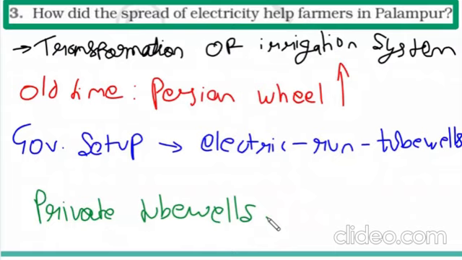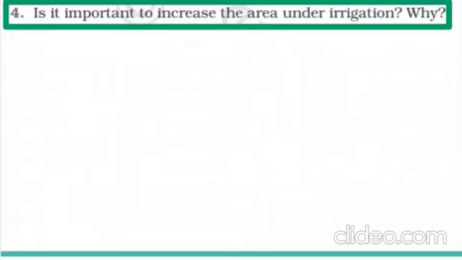So now let's move towards our next question. Is it important to increase the area under irrigation? Why? Now, students, as per the question, we are not talking about the area of Palampur. We are talking about the whole of India. So we are considering the entire India's irrigation system. Is it important to increase the area under irrigation for the whole of India, not only Palampur, and why? Again, the answer is yes, we should increase the area under irrigation.